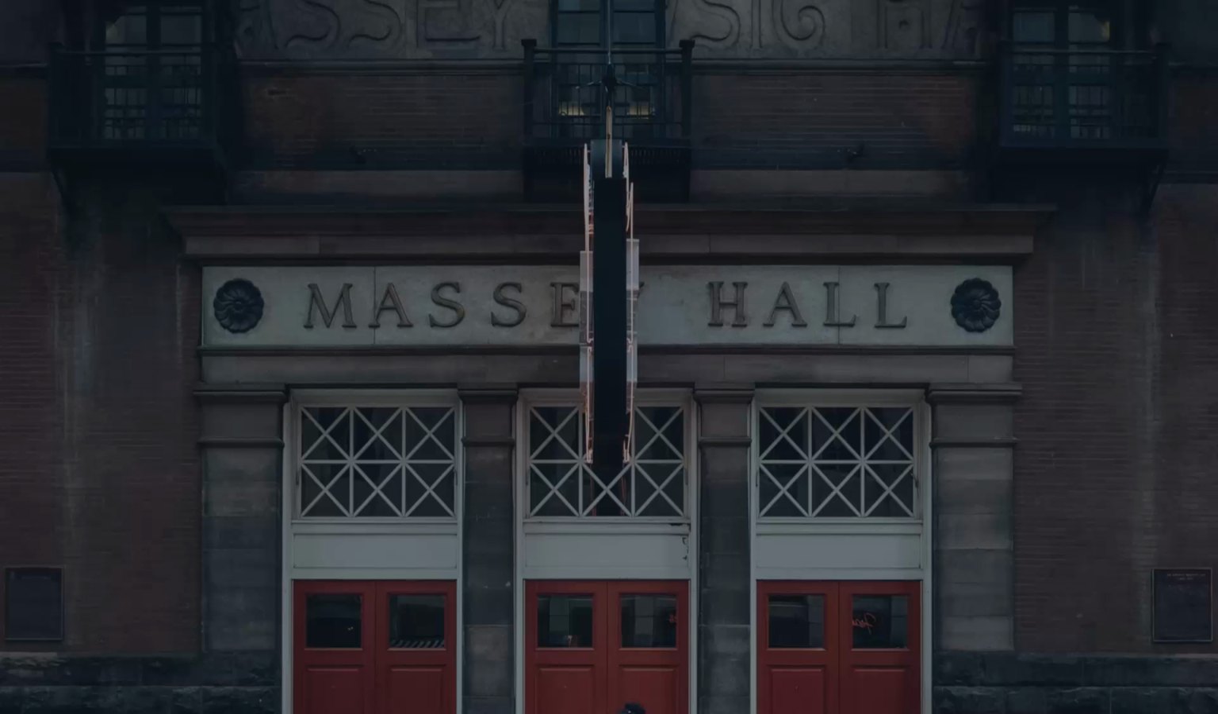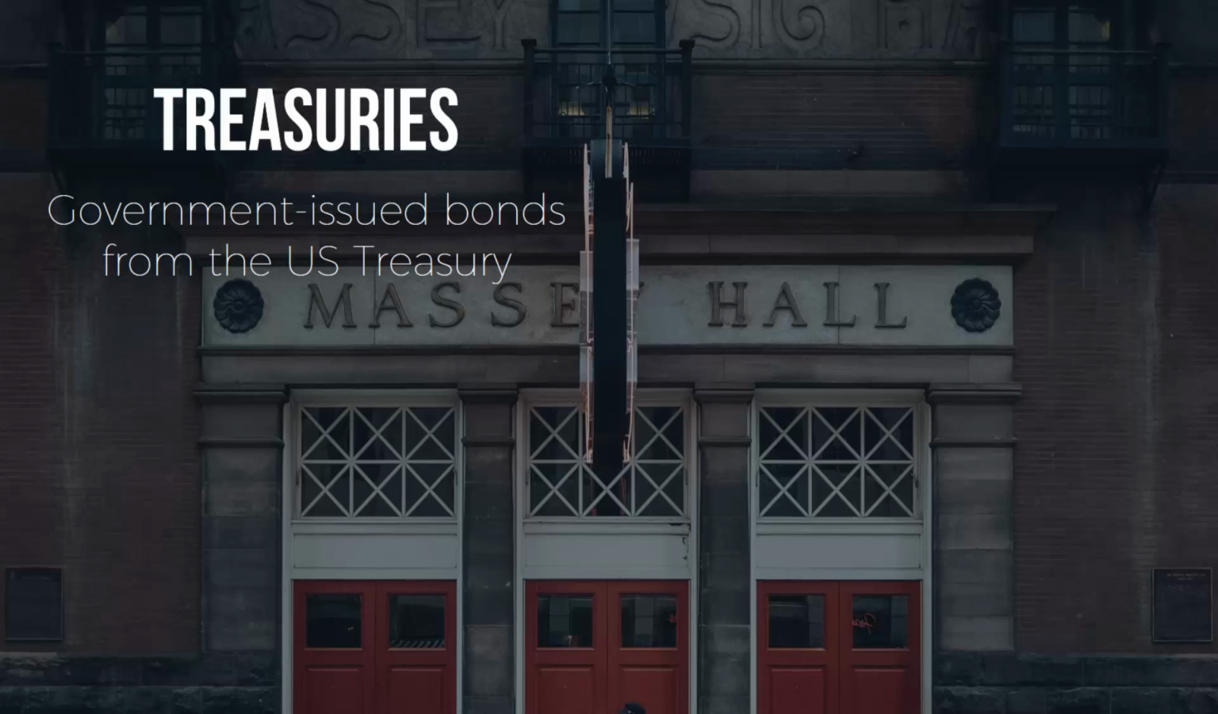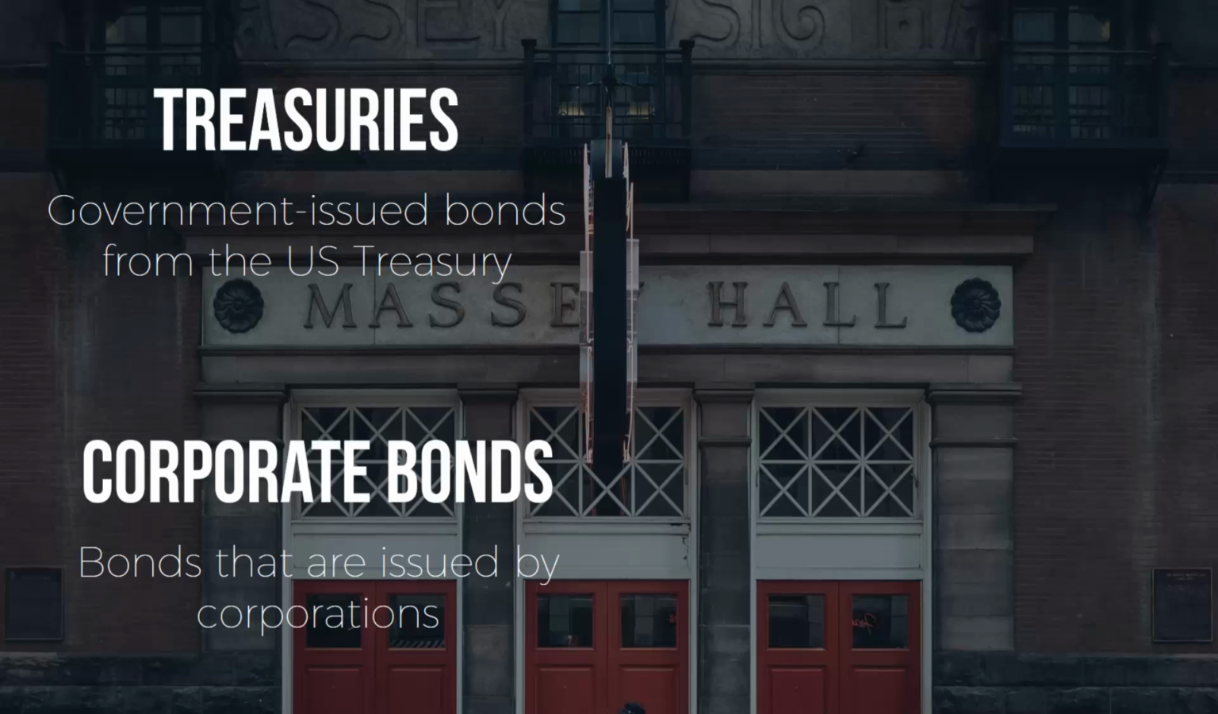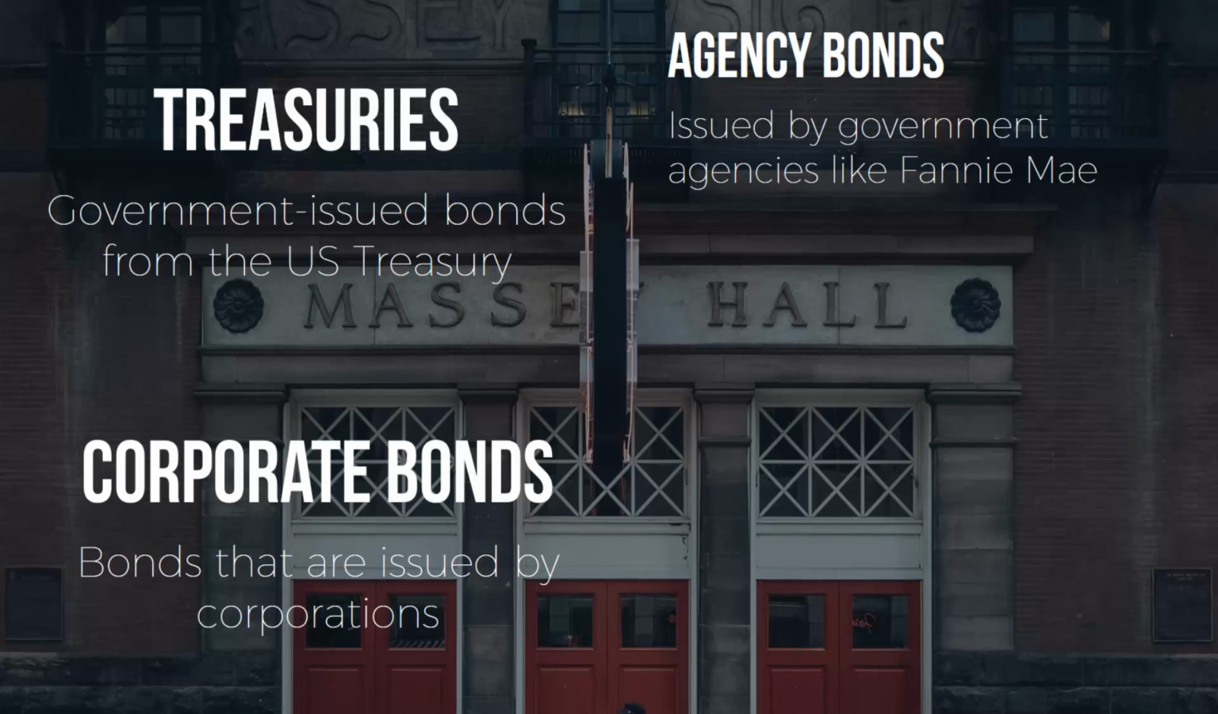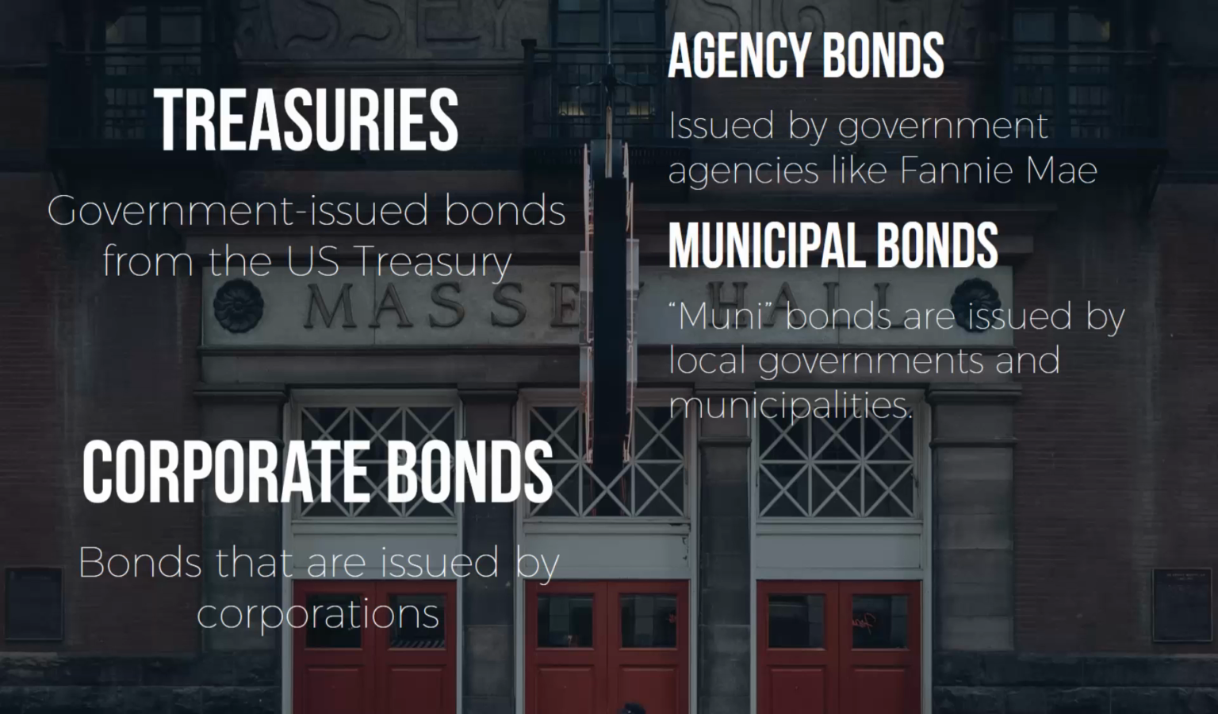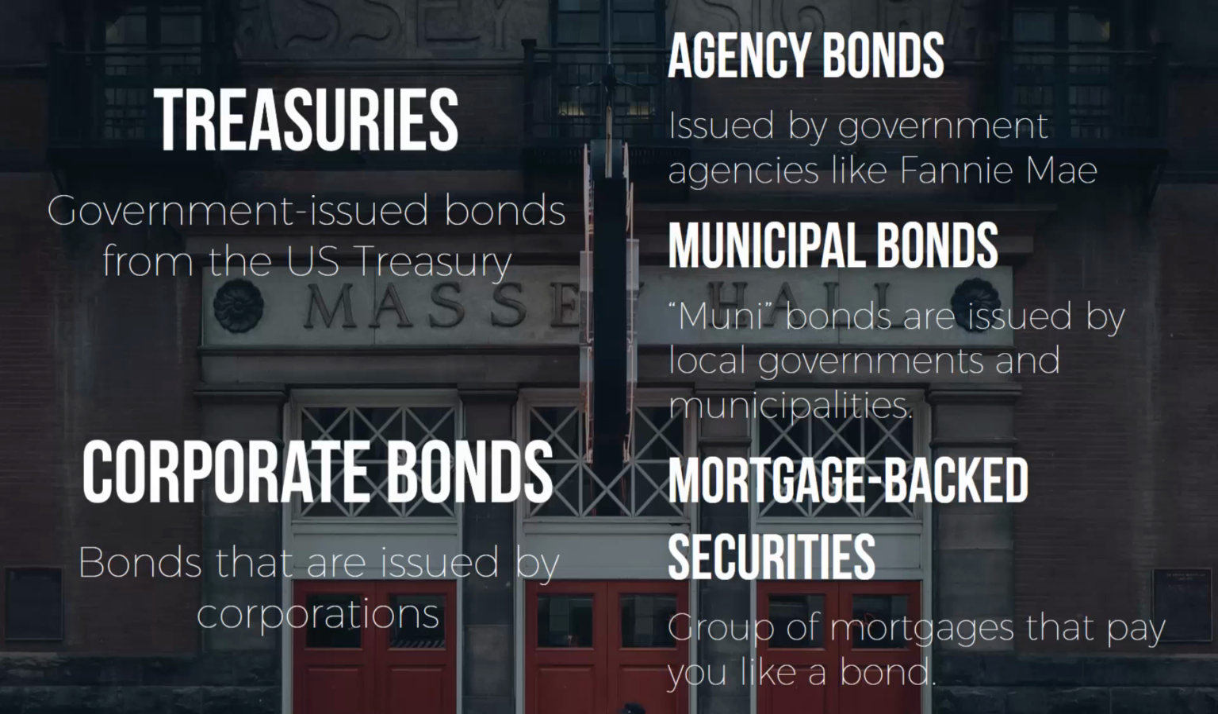There are a few types of bonds, and treasuries are government bonds issued from the U.S. Treasury. Corporate bonds are bonds issued by corporations. Agency bonds are issued by government agencies like Fannie Mae and Freddie Mac. Municipal bonds, or muni bonds, are issued by local governments and municipalities. And mortgage-backed securities are groups of home mortgages that are packaged so that they pay you like a bond.